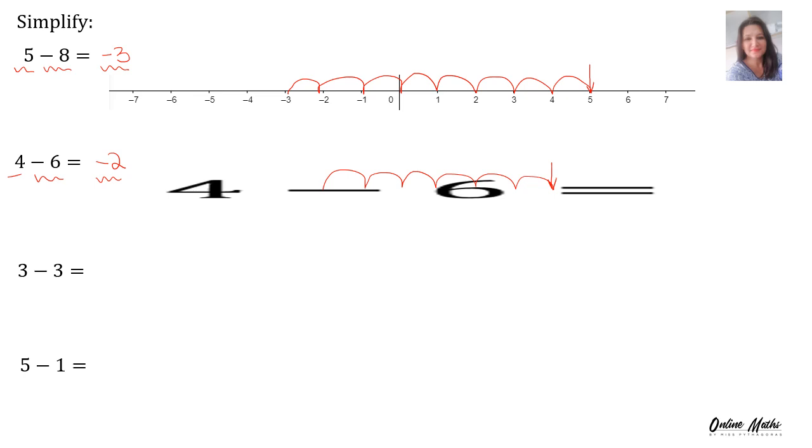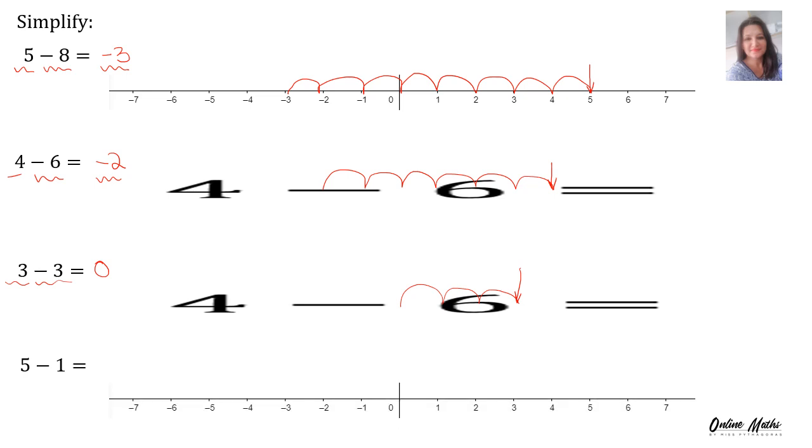The next one, 3 minus 3 on a number line. You start at 3, minus means go to the left. 1, 2, 3, and then 3 minus 3 is 0. Or you owe me 3, you pay me 3, therefore you owe me nothing. The next one, 5 minus 1 on a number line. You go to 5, minus means go to the left, minus 1, 5 minus 1 is 4.